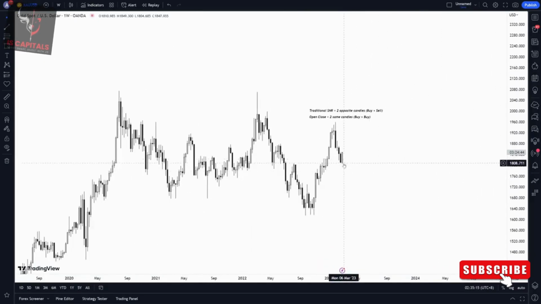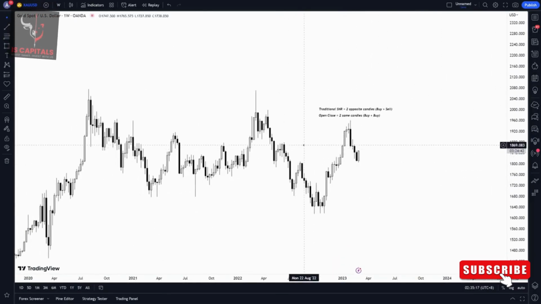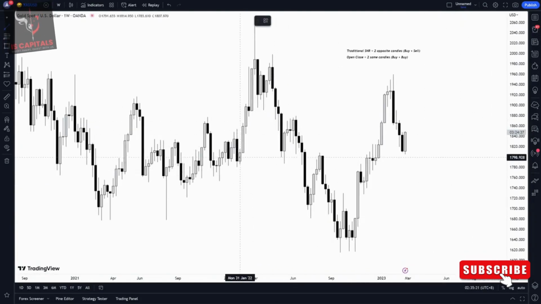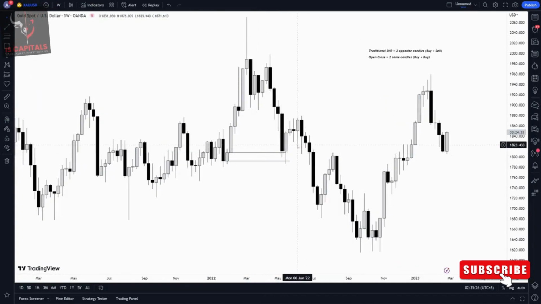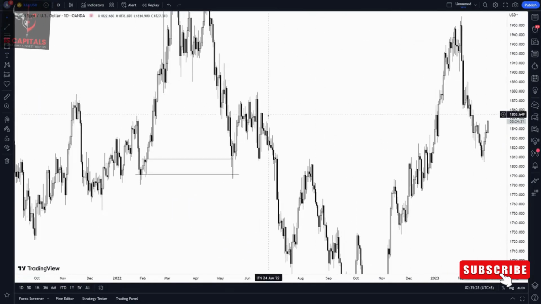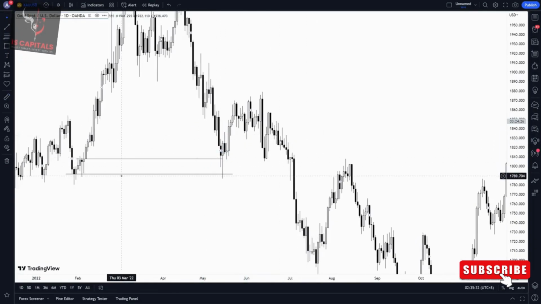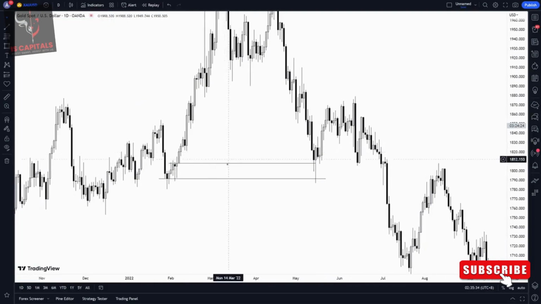So that, my friends, is how we use the open close. That is what the open close is. Not about how we use the open close. That is what it is in the first place. Okay, if you look at this one, this is on the weekly, by the way. Right, if you look at this on the daily, for example, you will see the rejection. Right, it went in and rejected back up, about 100 pips. See, weekly, daily.